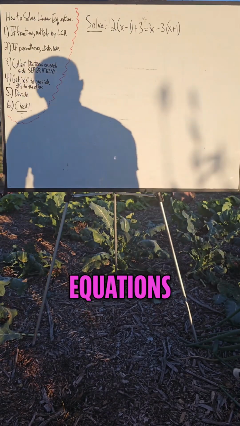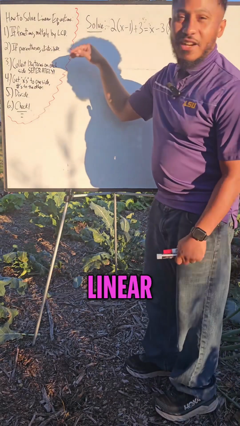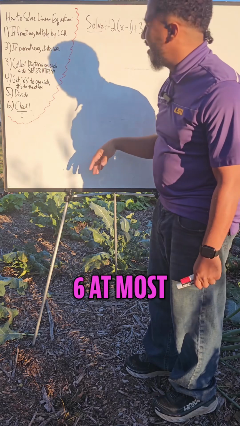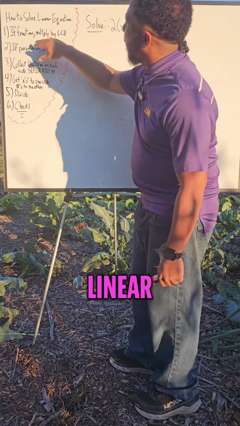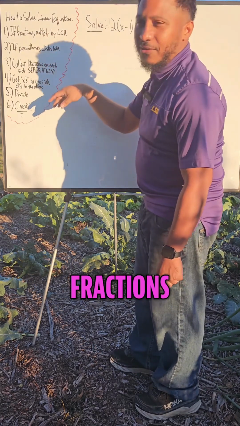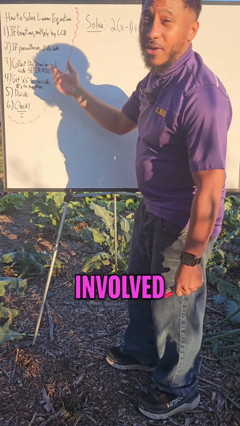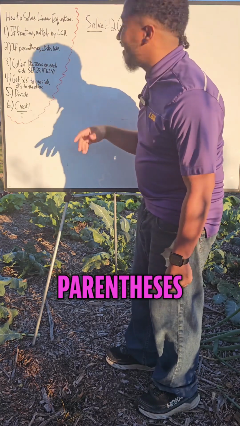Let's solve some equations. When solving linear equations, it's just a few simple steps, 6 at most, okay? So, how to solve linear equations? What we're going to do is first, if there's fractions involved, multiply by the least common denominator. If there's parentheses involved, we distribute across those parentheses.